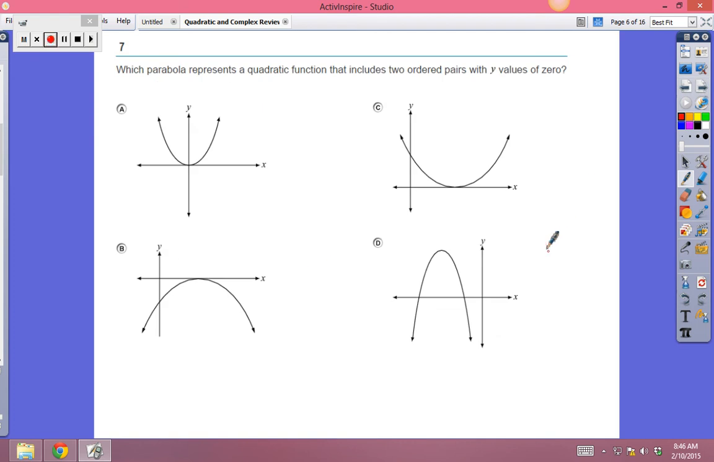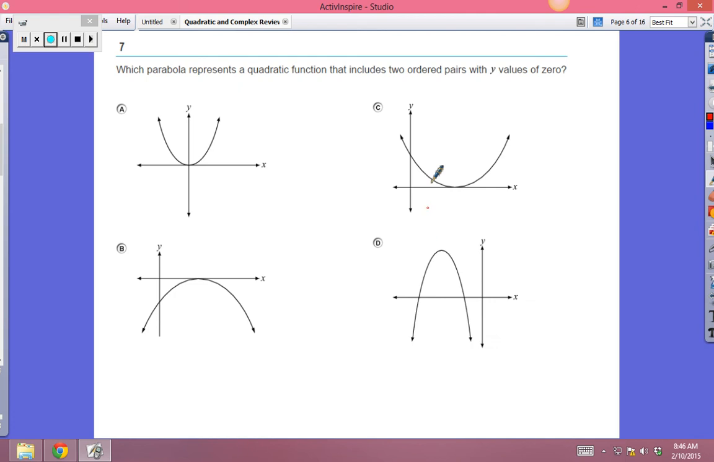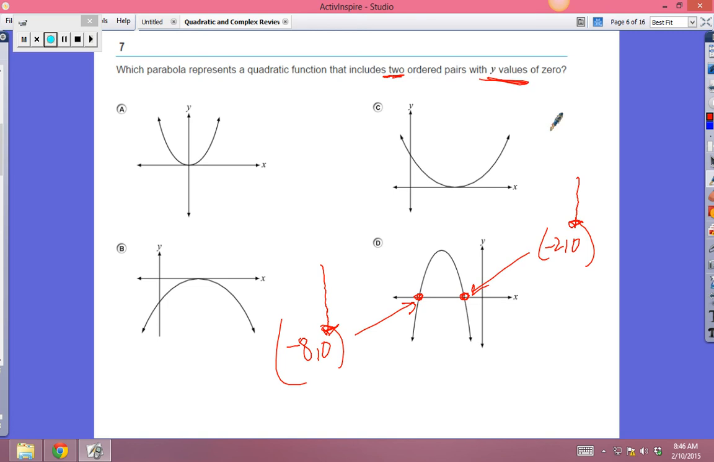Okay, 7. Which parabola is going to represent a quadratic that has two different ordered pairs with y values of zero? So D is what we're going with, because for D, if I try and come up with the ordered pair for this dot, it's going to be like a negative 8, 0. And if I try and come up with an ordered pair for this dot, it's going to be like a negative 2, 0. So these are the two ordered pairs that both have zeros for the y values.